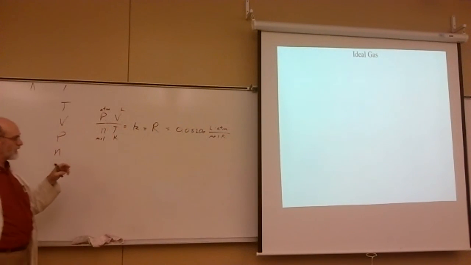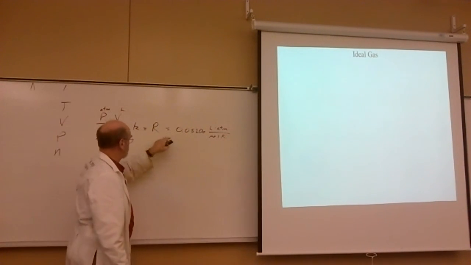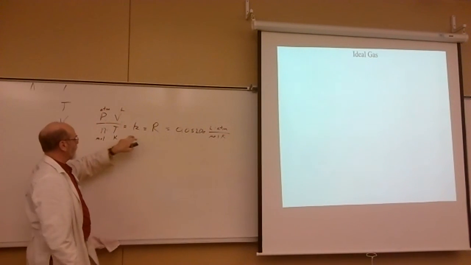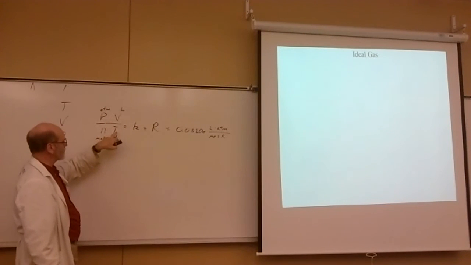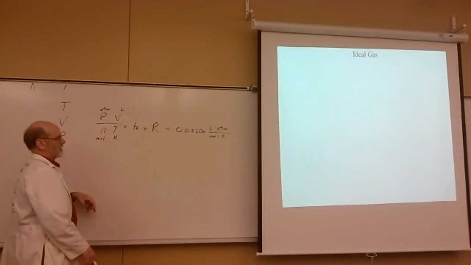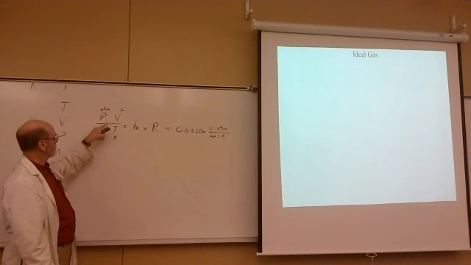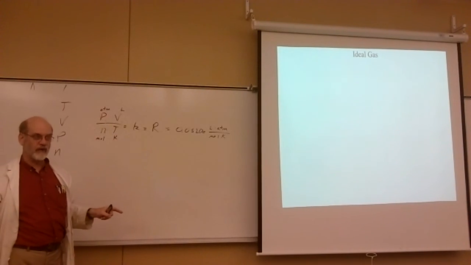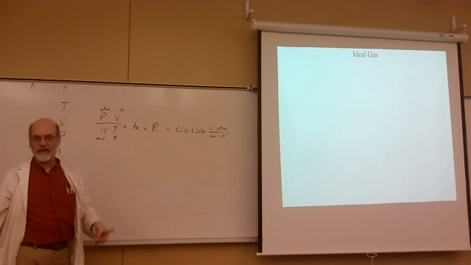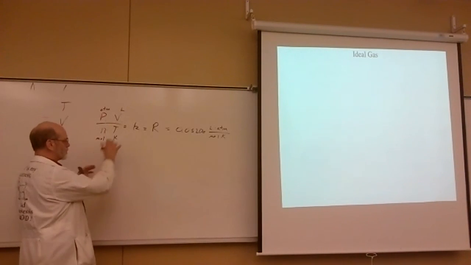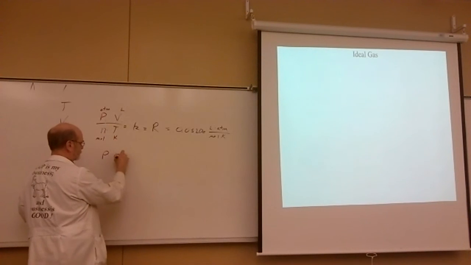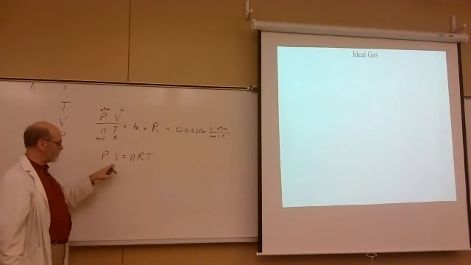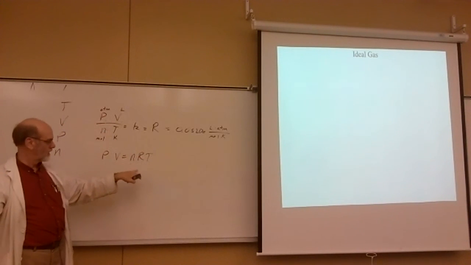Right? You know that constant? Now you set that constant, because it's not going to change. Set that constant equal to PV over NT. Then, if you know three of these, you can solve for the fourth one. You don't have to know where it came from or where it's going, just what it is right now. We usually rewrite it. That's the way you'll see it most often. PV equals NRT. R is the constant.